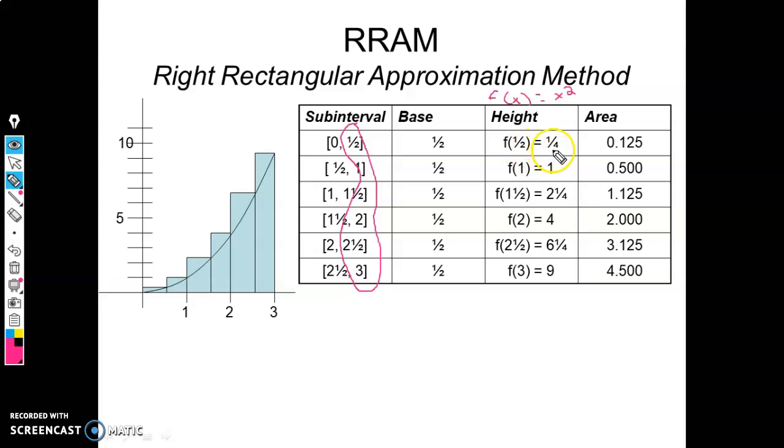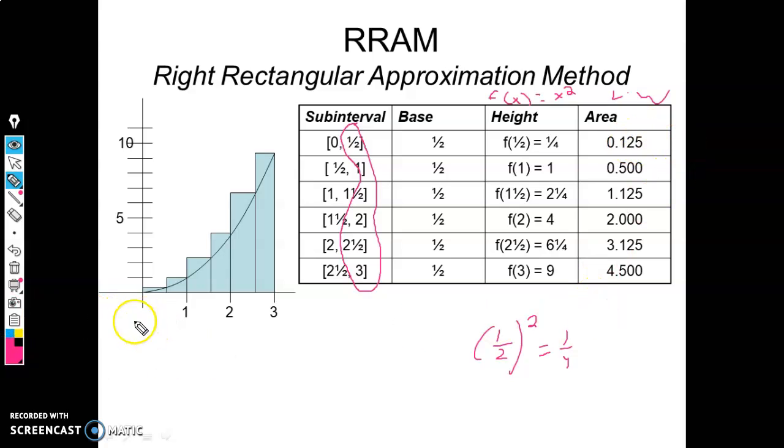So the height here is going to be a fourth because, remember, the function's x squared, so you're doing 1/2 squared, which is equal to a fourth. Then you put 1 in, 1 squared is 1, and so on. 3 squared is equal to 9. Area, because we were using rectangles, is length times width. 1/2 times the fourth is equal to 1/8, which is 0.125.